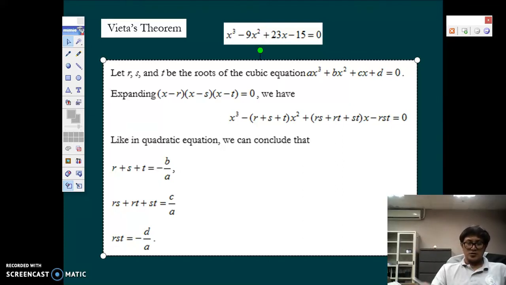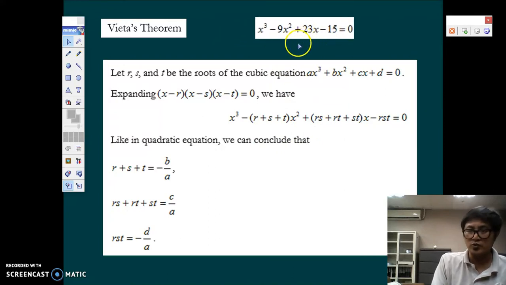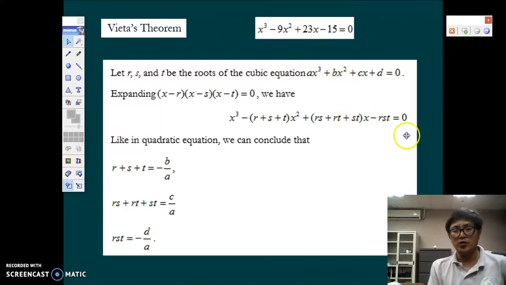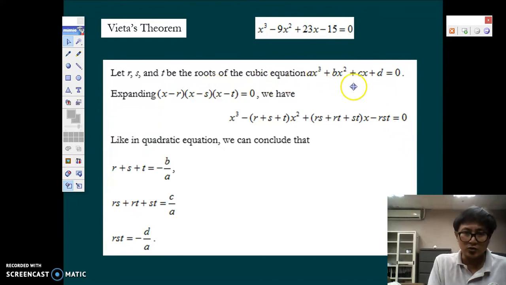Okay, good day, seniors. This video is about Vieta's theorem, or Vieta's formulas. This theorem gives you the relationship between the roots of a polynomial and its coefficients. Now look, you have this polynomial ax cubed plus bx squared plus cx plus d. You know that a, b, c, and d are called coefficients.